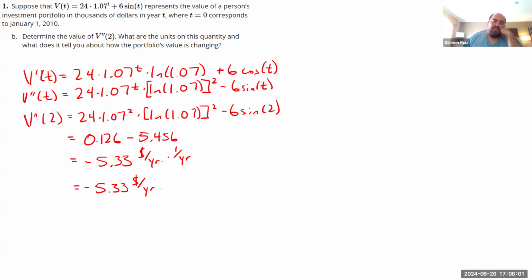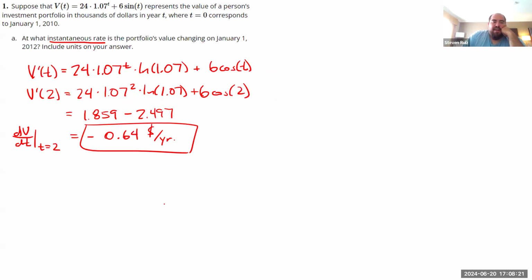So the rate of change, the instantaneous rate of change of the instantaneous rate of change. So kind of analogous to acceleration, even though we're not talking about a physical, mechanical movement here. What does this say about this investment portfolio?